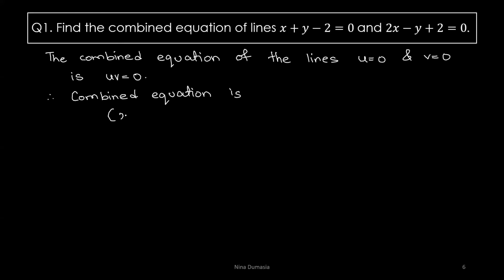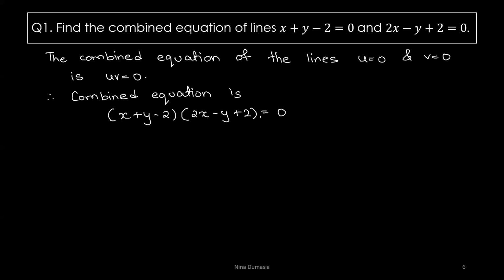क्या करना होगा हमें, x plus y minus 2 into 2x minus y plus 2 is equal to 0. ठीक है, isn't this easy? बस सब कुछ को left hand side पे लेके जाओ, right hand side पे सिर्फ 0 होना चाहिए और फिर उन दोनों को multiply कर दो. That's it, it's that easy. अभी बस इसको open करना है. तो now we will multiply each term.